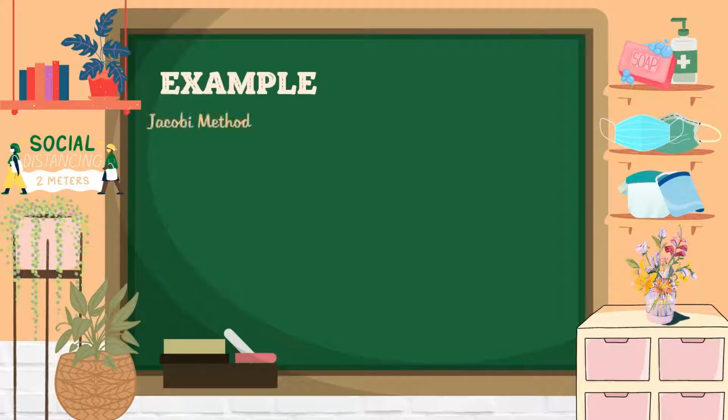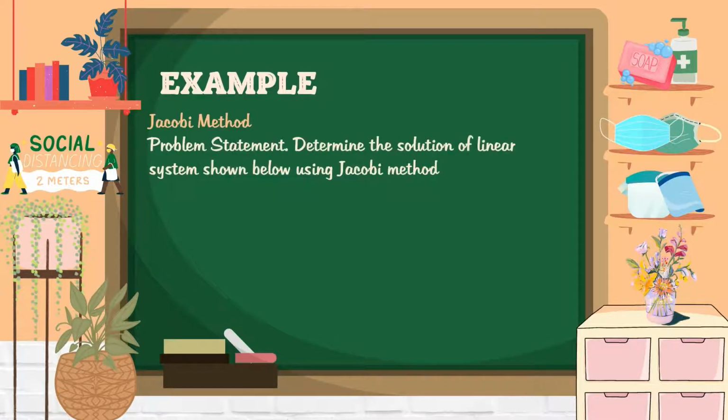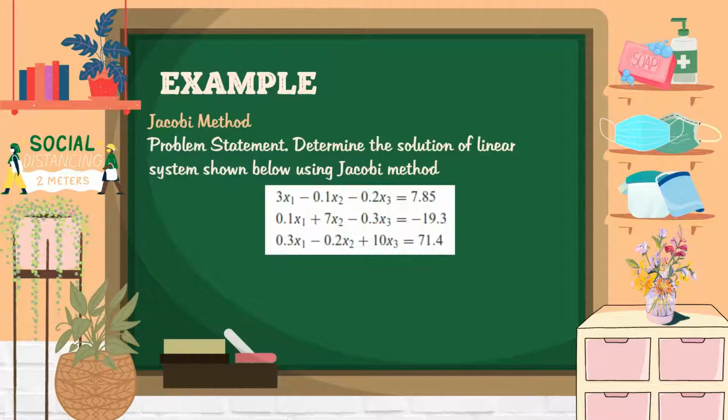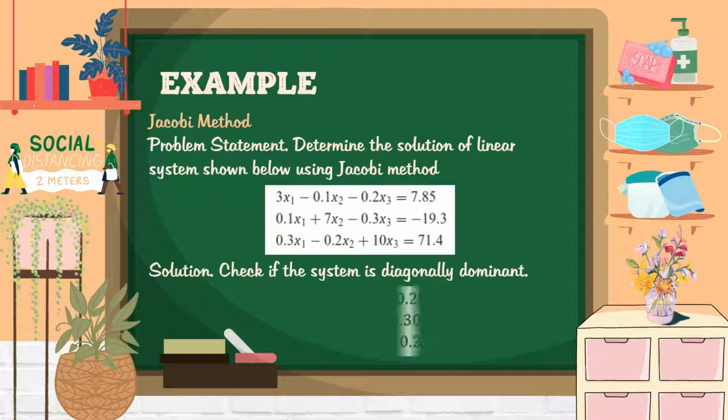In order to really understand how the Jacobi method is applied, here is a problem statement: determine the solution of the linear system shown below using the Jacobi method. We will use here the same equations we used for the other methods. For the solution, first we need to check if the system is diagonally dominant.